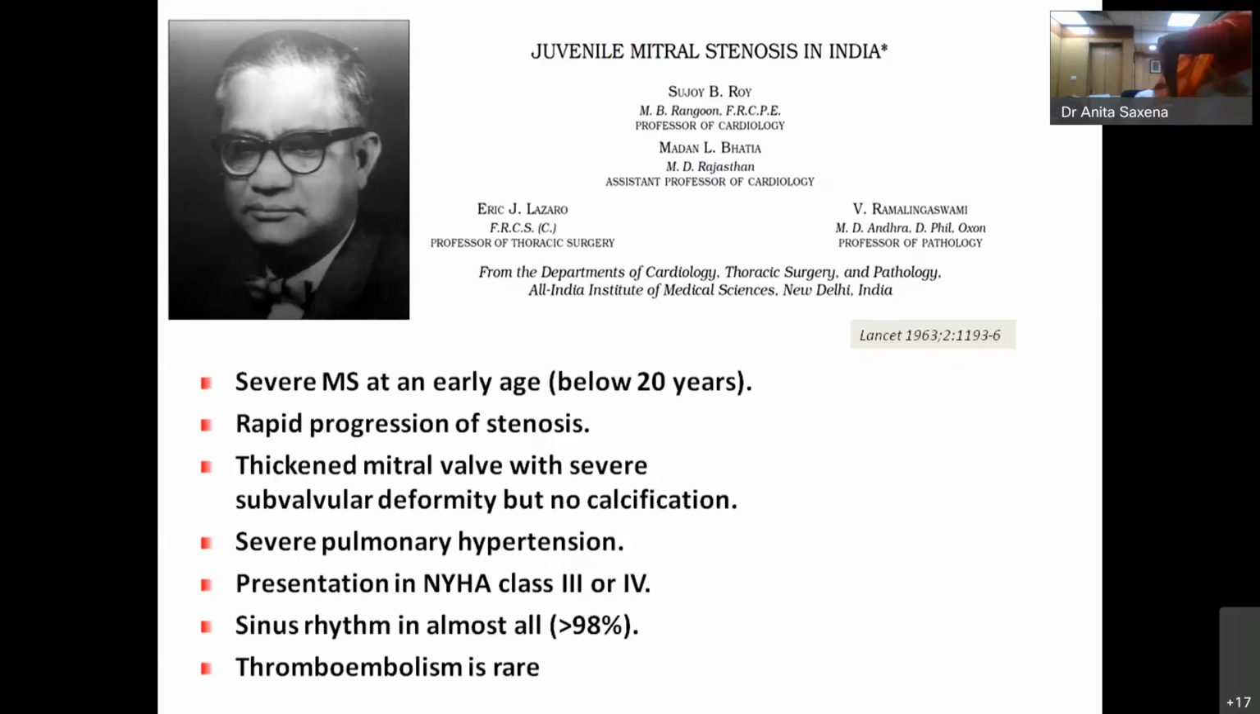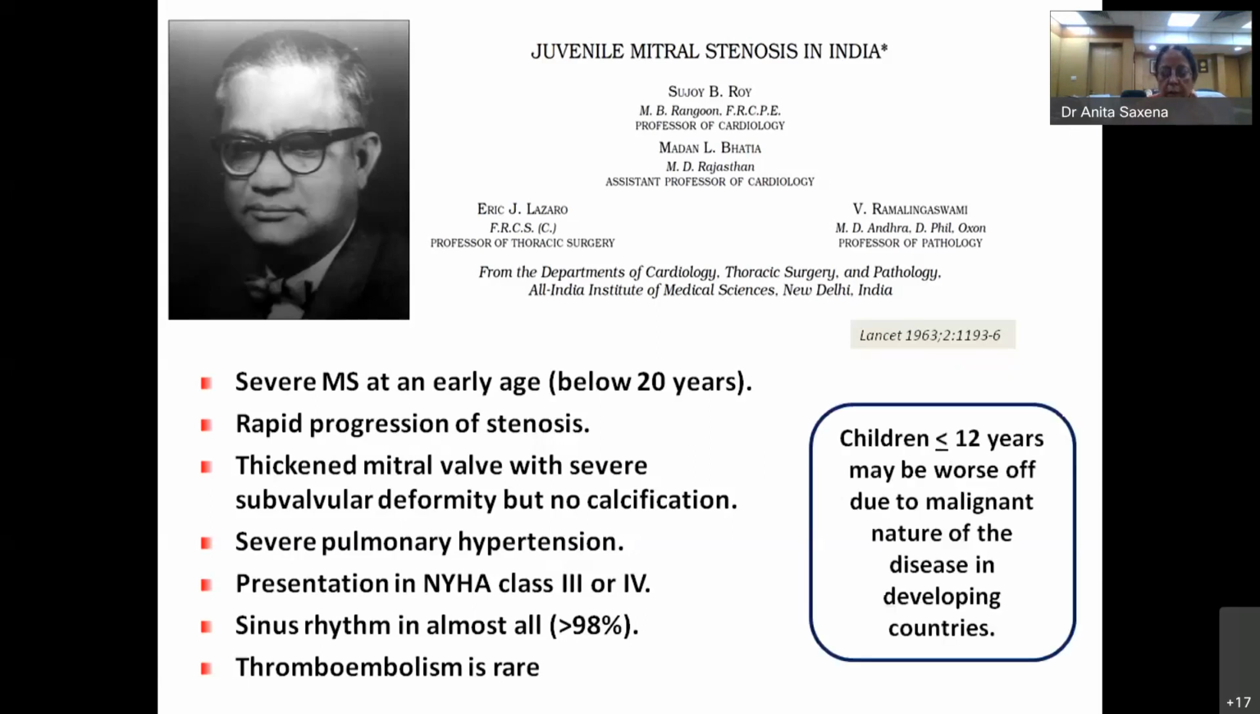So severe pulmonary arterial hypertension, and almost all of them are in sinus rhythm. So atrial fibrillation is quite unusual when we talk of young patients with mitral stenosis. And because they do not have atrial fibrillation, thromboembolism is also very rare. Although we say classically juvenile mitral stenosis is below 20 years, some children who are less than 12 years of age are also coming with severe mitral stenosis, and they may actually be worse off because of the malignant nature of the disease in developing countries like India and several other countries.